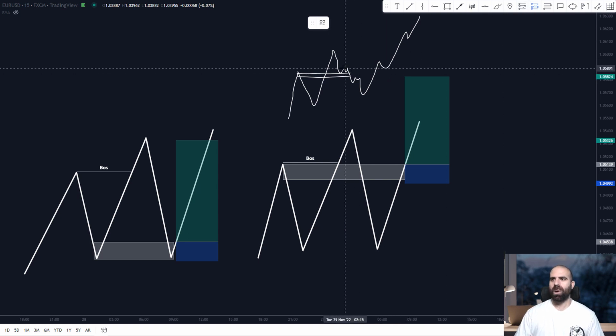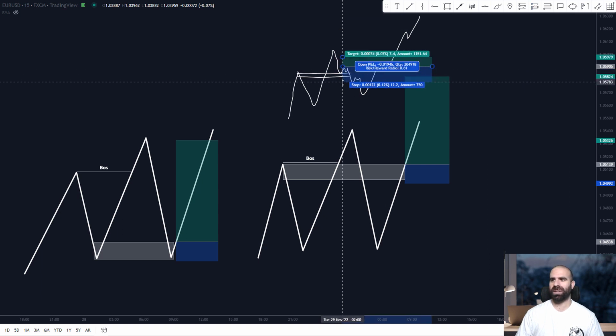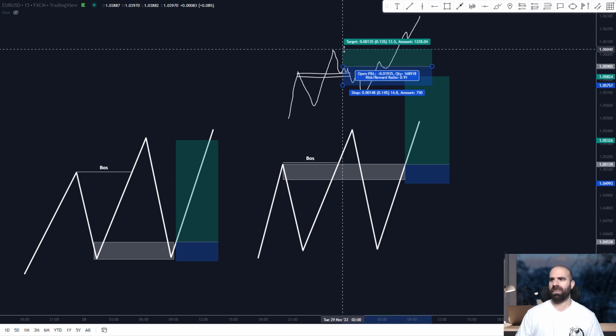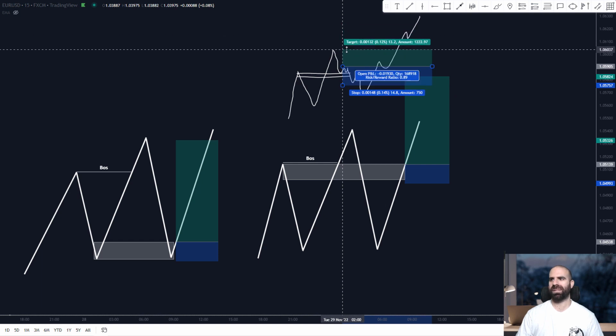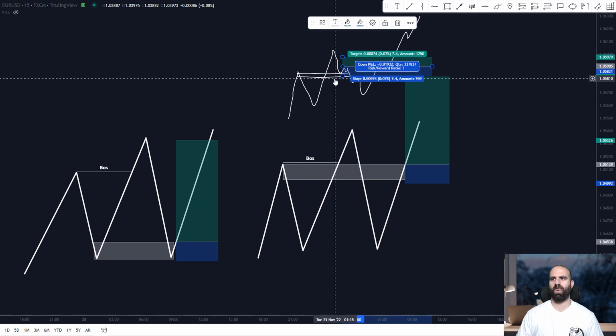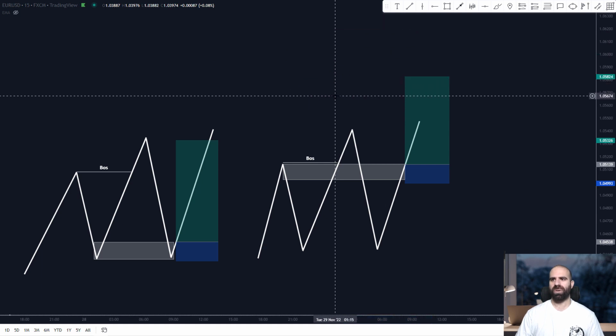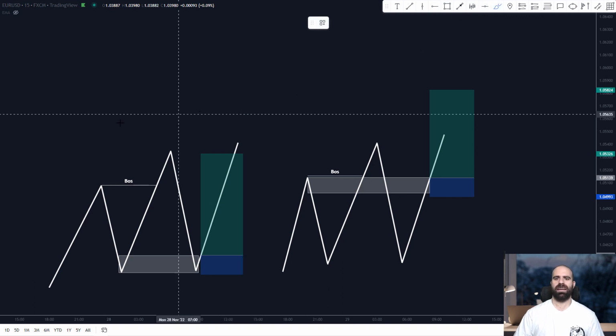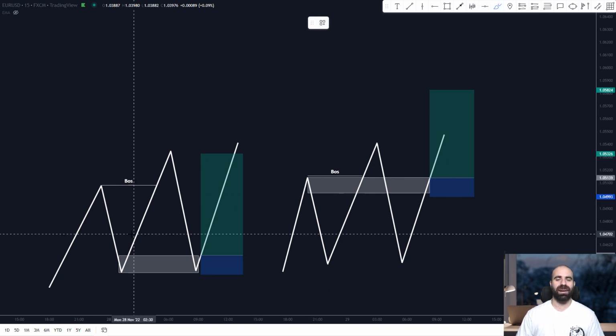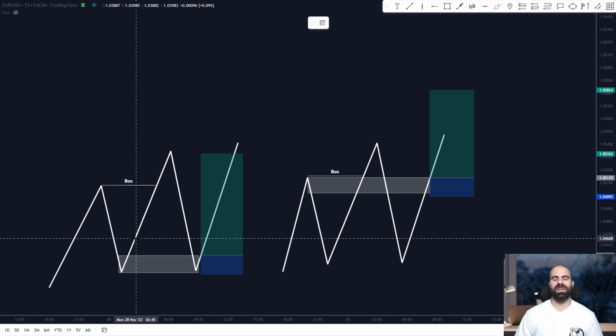And number two, when you will be entering out of a reaction right here, look at your reward to risk. It's going to be minimal, let's say something like that, 1 point something to 1, many times not even 1 to 1. I'm going to show you the right way to trade the break and retest trading strategy, and it is this way right here, and it is what we call retest of order blocks in institutional trading.